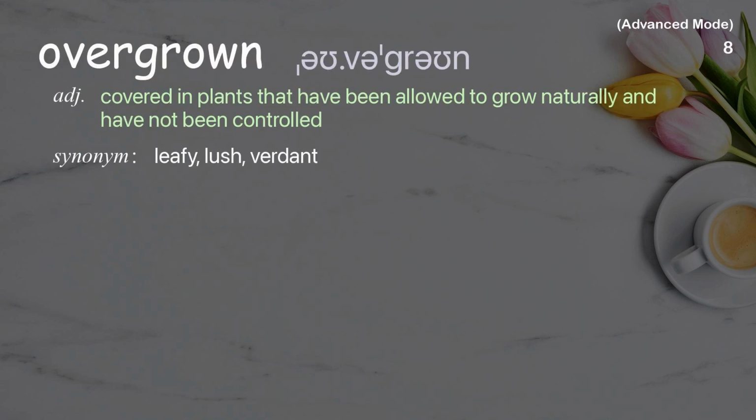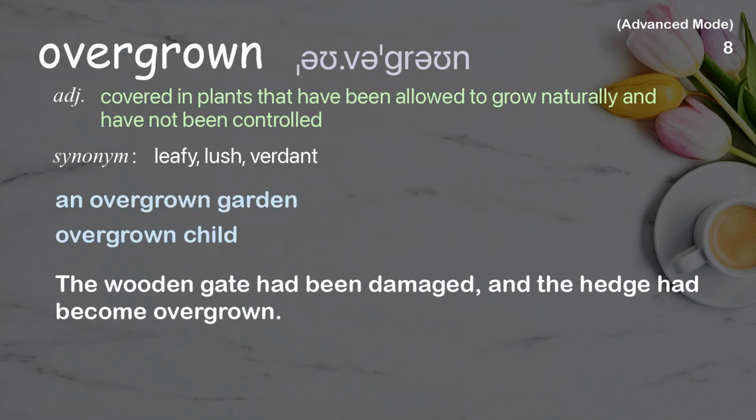Overgrown. Covered in plants that have been allowed to grow naturally and have not been controlled. Examples: An overgrown garden. Overgrown child. The wooden gate had been damaged, and the hedge had become overgrown.